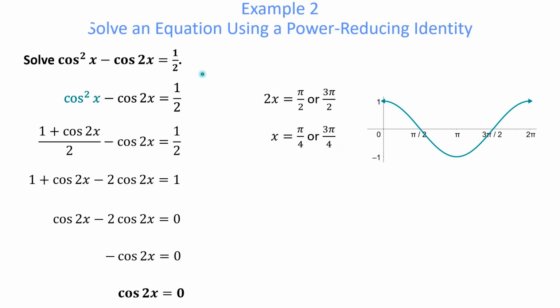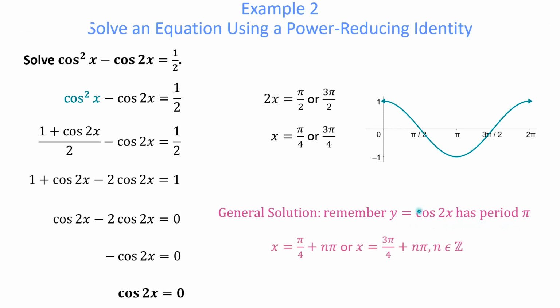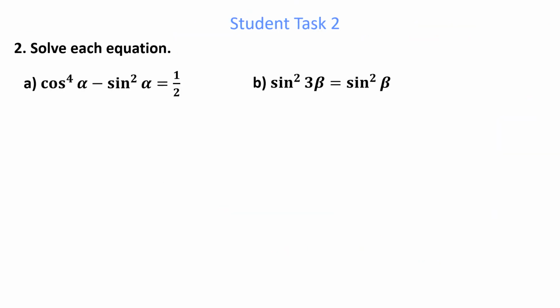Now you'll notice in this question no interval has been given, so we can't stop at the answer over here. We need to write a general solution. So you need to remember that y equals cos 2x has period pi. So all we need to then do is simply take our value pi over 4 and add n multiplied by pi, and then take our value of 3 pi over 4 and add n multiplied by pi, where n is an integer.